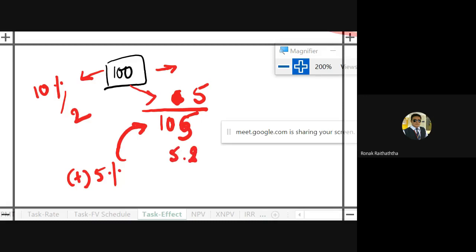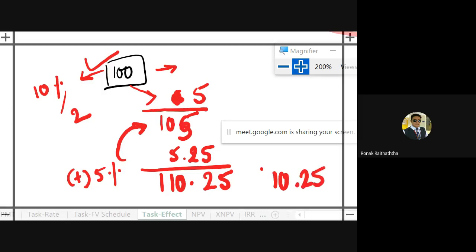Yes, sir. Right? So your future value comes at 110.25. Now try to understand. Your amount of investment was 100. You have got the return of 10.25 in 1 year. So your effective rate was 10.25%, not the 10%.